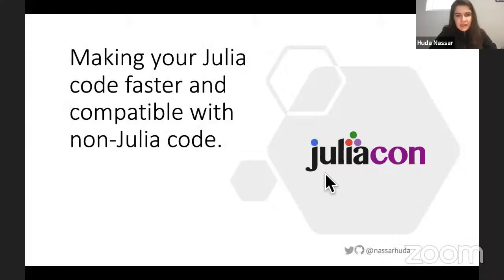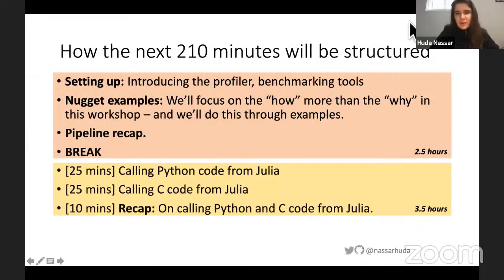I'll share my screen first and give you an idea of what's going to happen in the next 3.5 hours. The pipeline of this workshop is that we're going to divide it into two chunks. The first chunk introduces basic things on how to run a profiler in Julia and how you would normally benchmark your work if you want to understand how your code is running in terms of time or memory consumption. We're going to use benchmarking tools.